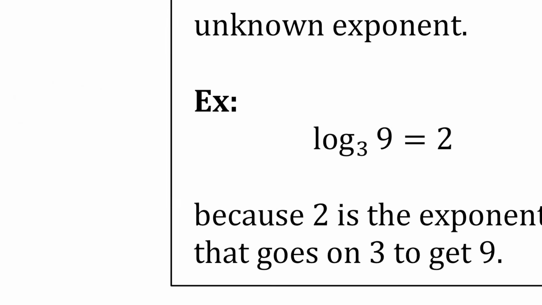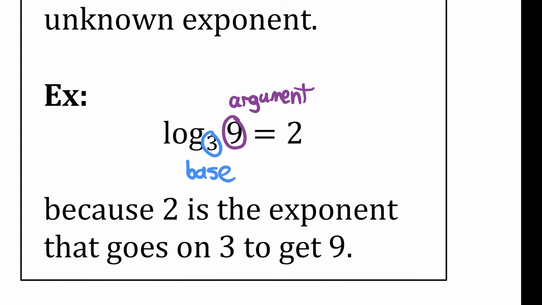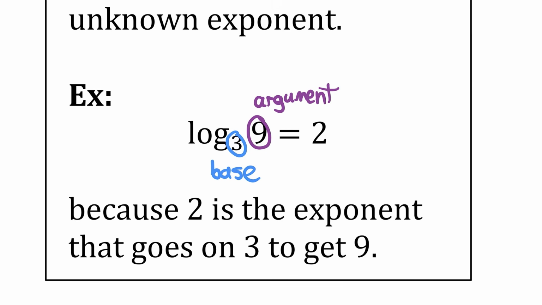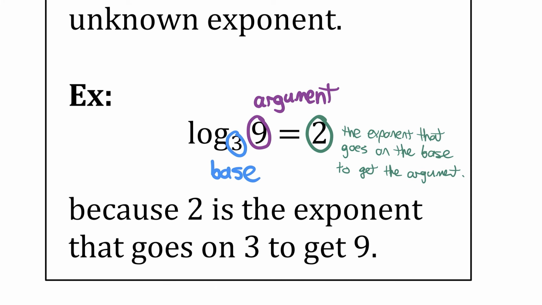A logarithm has two parts, a base and an argument. And the answer to this logarithm is 2. Why is the answer 2? Because 2 is the exponent that goes on the base to get the argument, right? 3 squared is 9. So if you didn't know what exponent went on 3 to make it equal to 9, you would evaluate what log base 3 of 9 is.